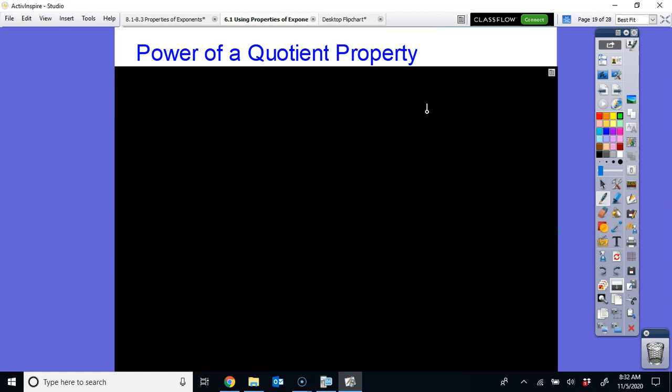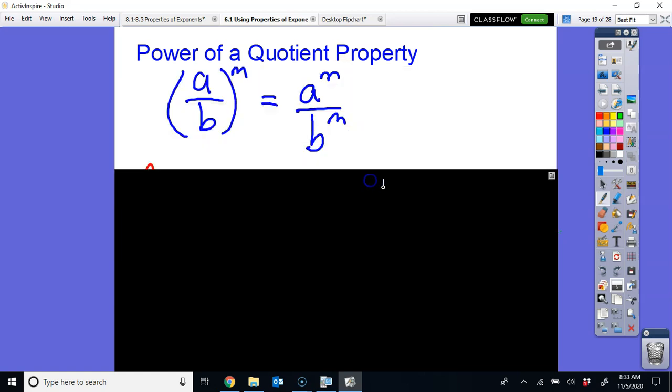This is exactly like the power of a product. When you have two things inside of parentheses that are multiplying, you can raise them to the power on the outside if there's a power. The same thing works for quotient, for division. So if you have two things inside of parentheses that are dividing and you raise it to a power, you can raise both of them to the power.